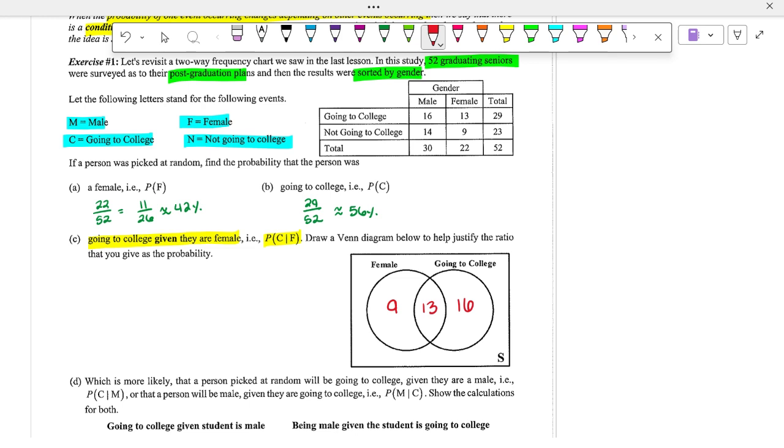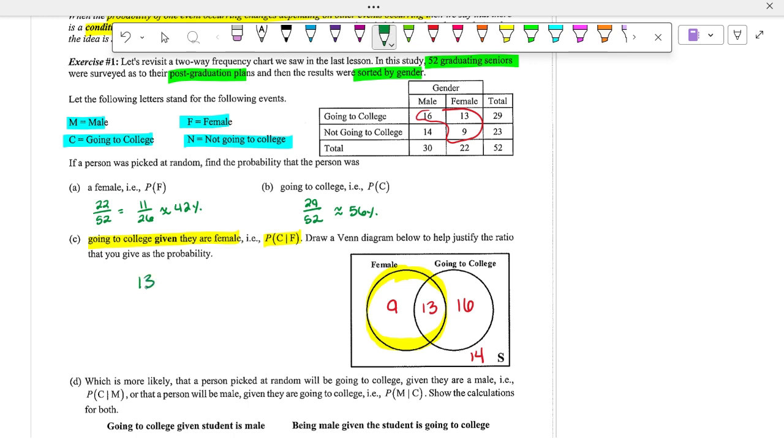Now, how many students did I not use? 14. If you add these up, we have 14 left. Which, if you think about it, we used these 3 numbers, so the only thing that's left is the males not going to college. So, given that I know that they are female, we know for a fact that they are in this circle. They are landing in that circle. What would be that probability? 13 out of 22. Good.